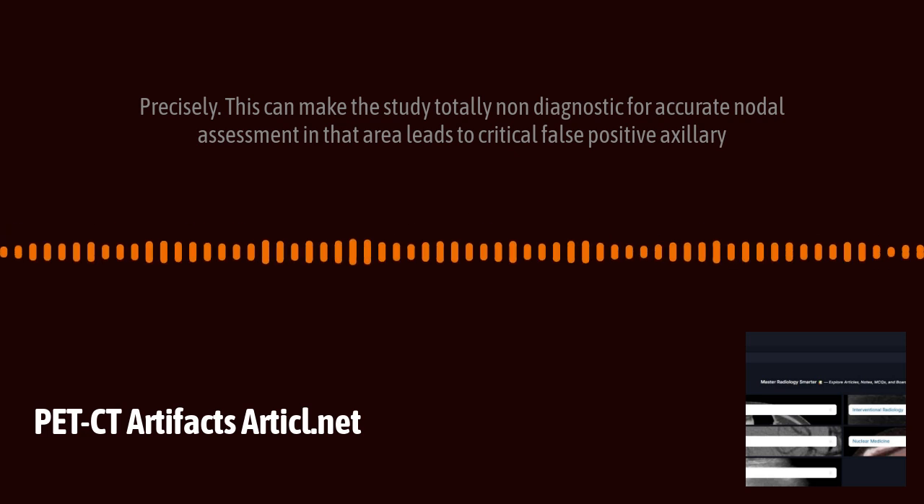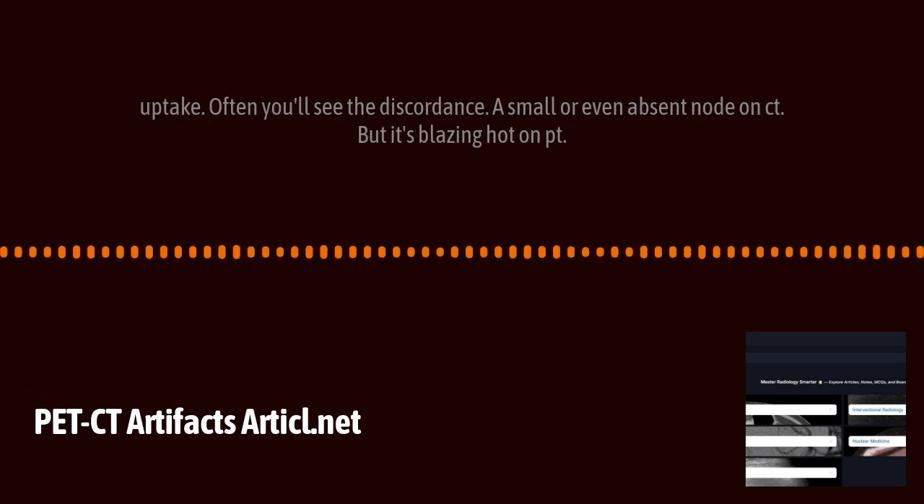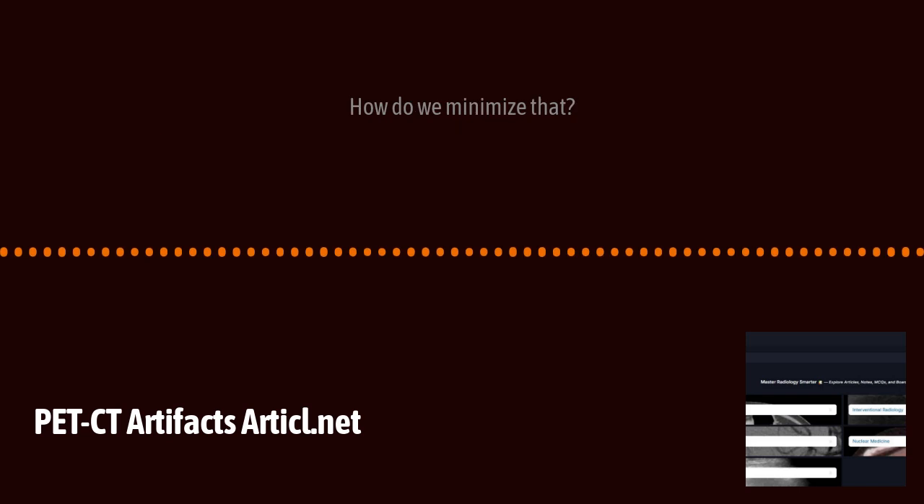Leads to critical false positive axillary uptake. Often you'll see the discordance, a small or even absent node on CT, but it's blazing hot on PET. How do we minimize that?